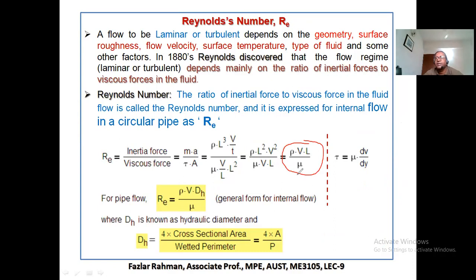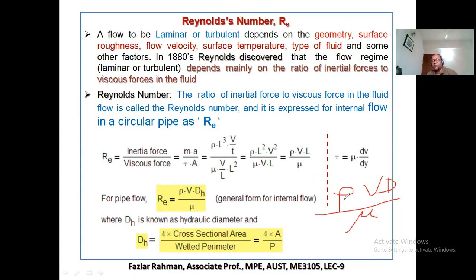What is the L? It's called characteristic length. If fluid flows over a flat plate, in that case, we use the characteristic length. But for a circular pipe flow, Reynolds number will be rho V D divided by mu. Instead of L, they use D. So rho V D by mu if the pipe is circular.